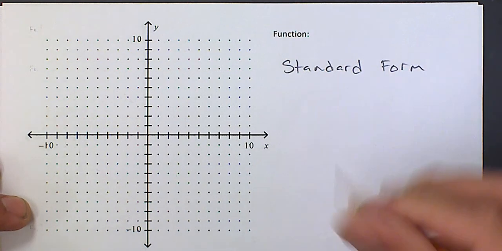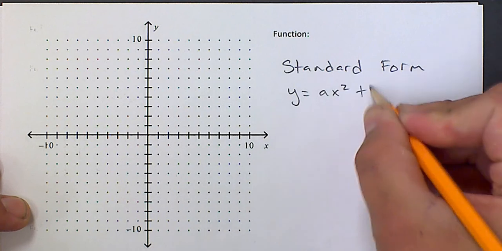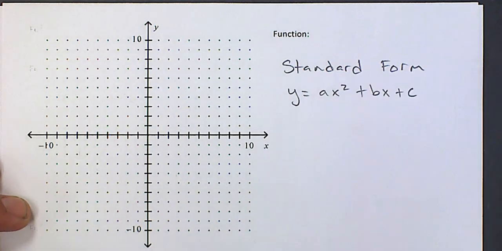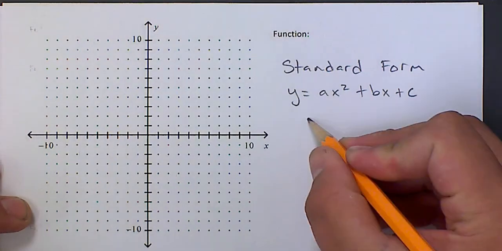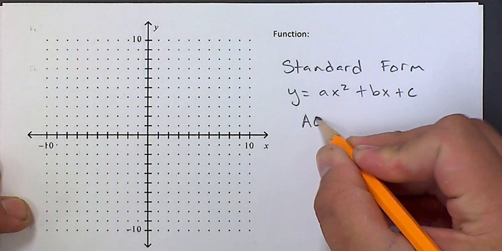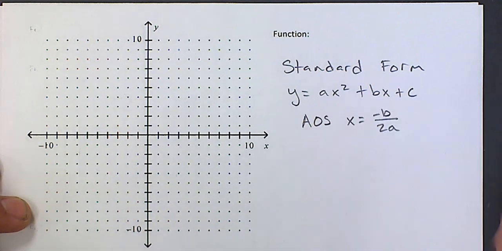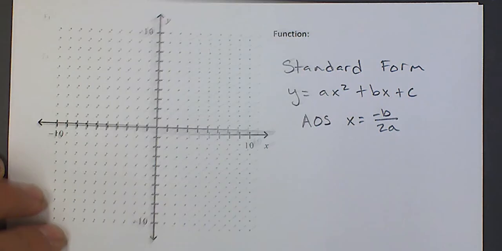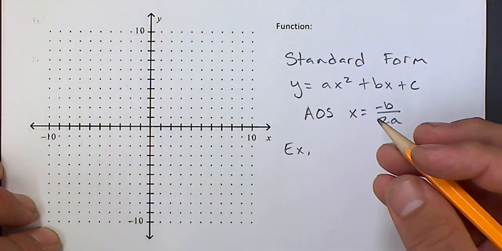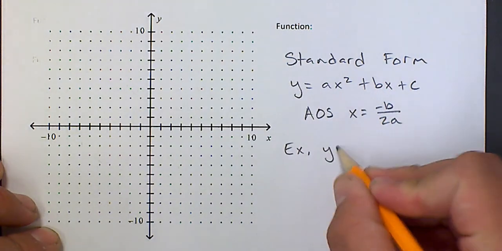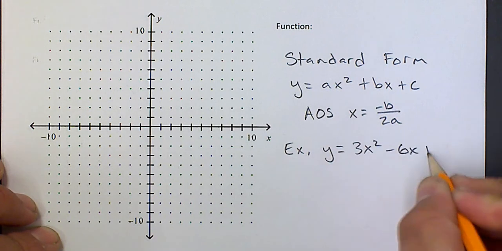Standard form for a quadratic is y equals ax squared plus bx plus c. And some key formulas that you can use. For the axis of symmetry, AOS, x is equal to negative b over 2a. Okay, so let's do an example. Let's graph y equals 3x squared minus 6x plus 4.